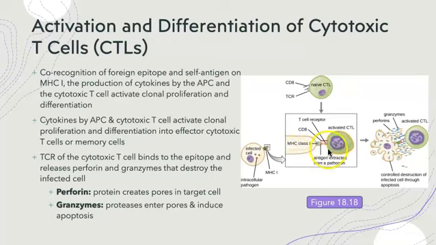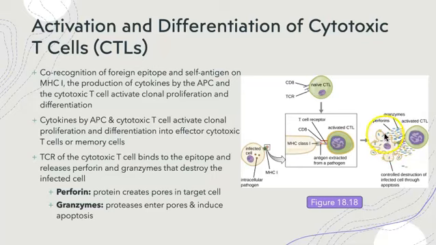Once we get that co-recognition, we can release the cytokines by the APC and the killer T cell to activate clonal proliferation and differentiation into our effector cytotoxic T cells or memory cells. And so as we have this binding taking place, we are going to release perforins and granzymes that are going to work to destroy the infected cell.